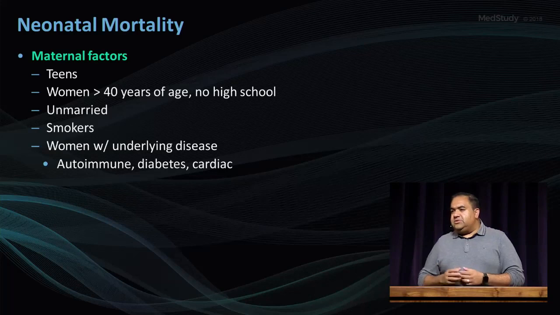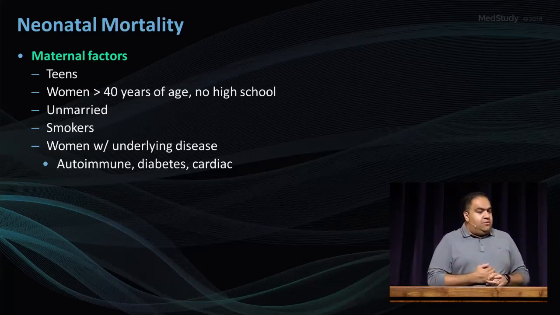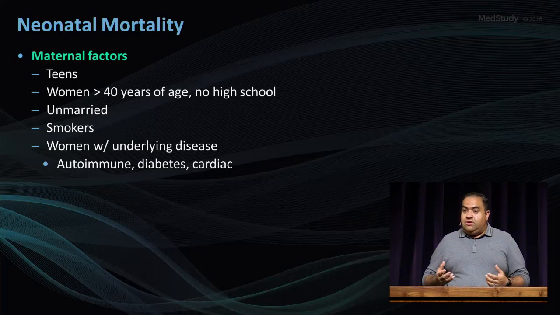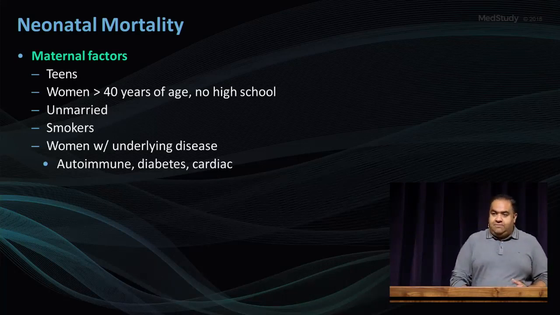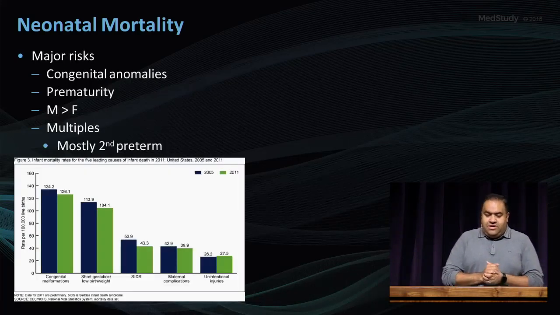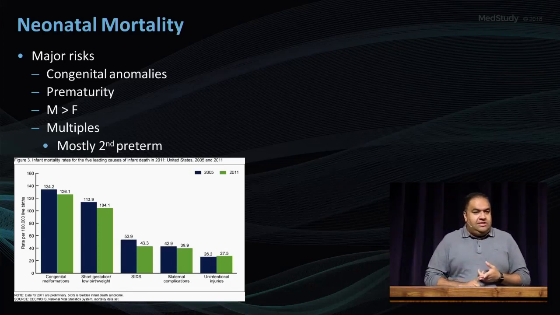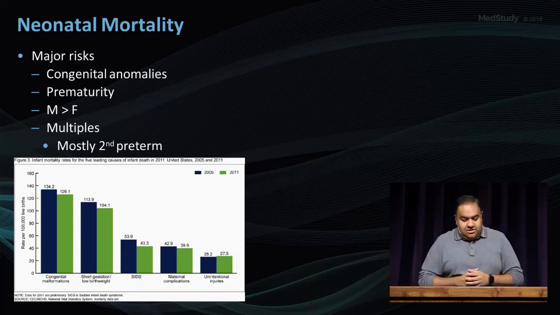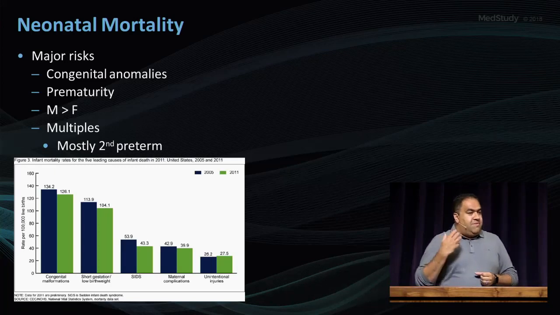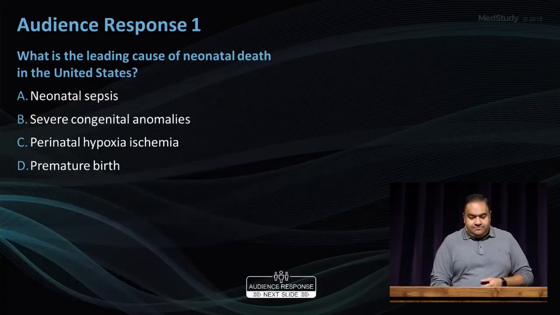There are a lot of risk factors that exist with that: being a teenage mom, women that are greater than 40 years of age, those who have had no high school, unmarried moms, smokers, and then women with underlying disease. So if they have autoimmune disorders, any chronic illnesses, diabetes, or cardiac illnesses, these will put them at higher risk to have a child that might have some complications. The major risk factors would be congenital anomalies, prematurity, males more than females, and then multiples, usually within the second trimester. Congenital anomalies are the most major risk factor for neonatal mortality.